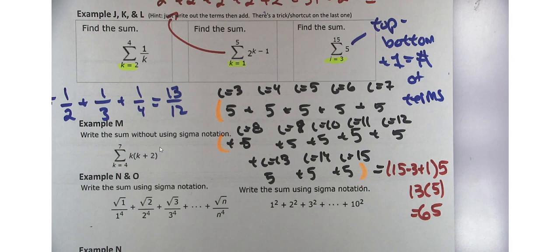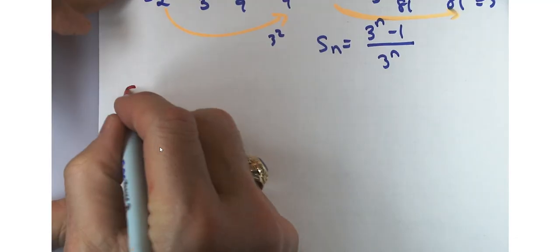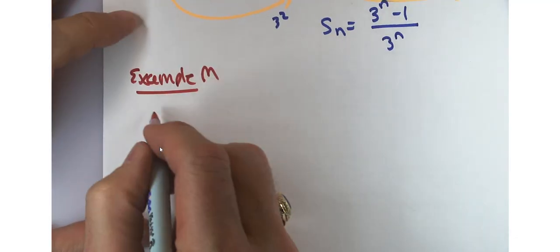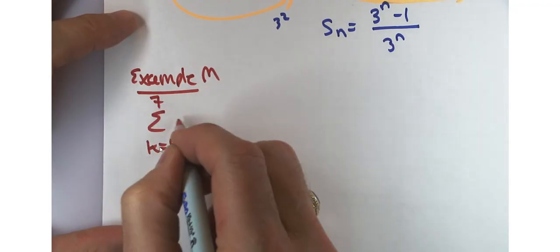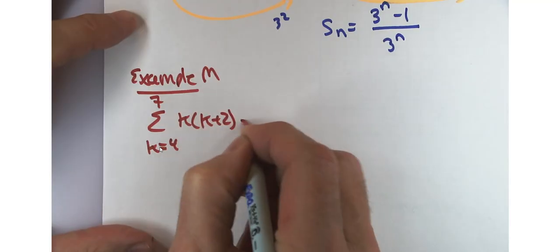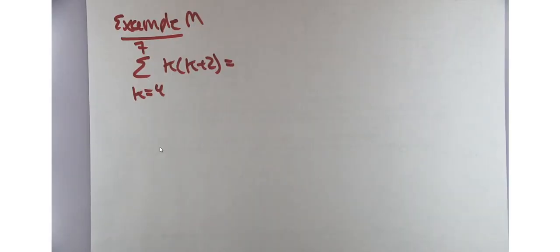Let's try another one just to give you the chance to practice. That's going to be example M here. So example M. Sum from k equals 4 to 7. So mercifully, fewer terms than the last one. k times k plus 2. See if you can expand that sum. Try and figure out what the sum actually is.